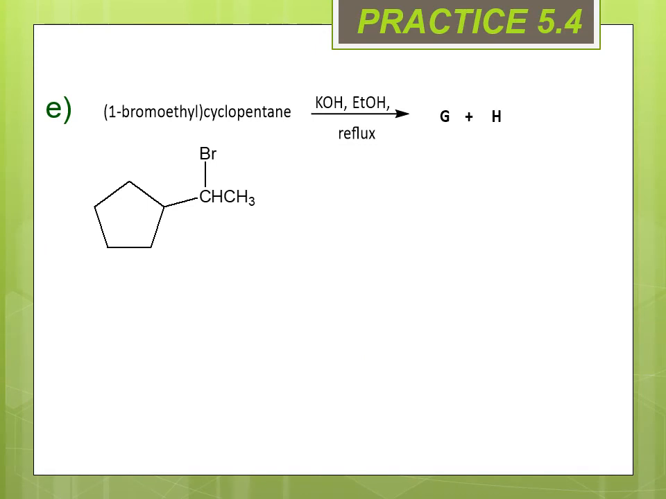For question E, let's do G and H for the reactant 1-bromoethyl cyclopentane. You can see the bromine is attached at carbon number 1 of ethyl. It's the grandchild of cyclopentane, so it's in a bracket. So bromine can leave this molecule by taking together with it a hydrogen from the second carbon on the right, and also there's one more hydrogen over here on the left. So let's do the first one.